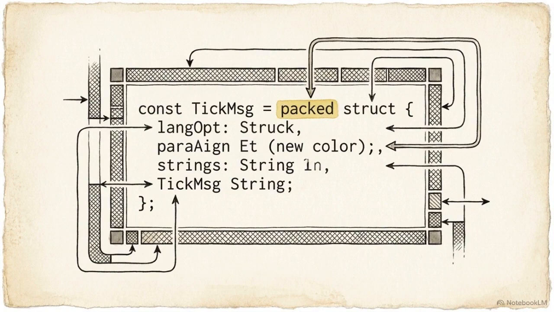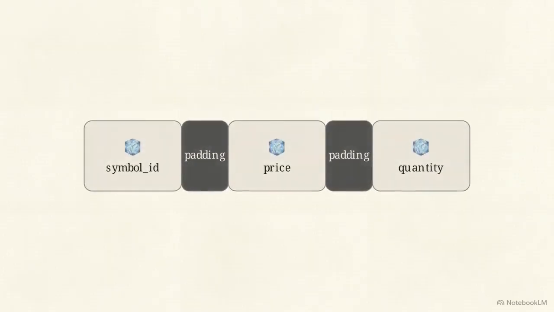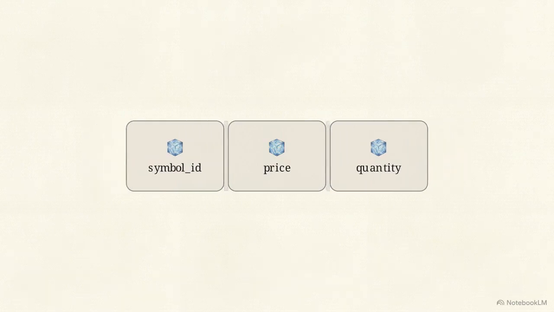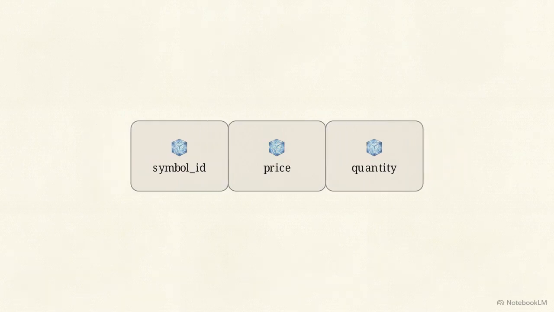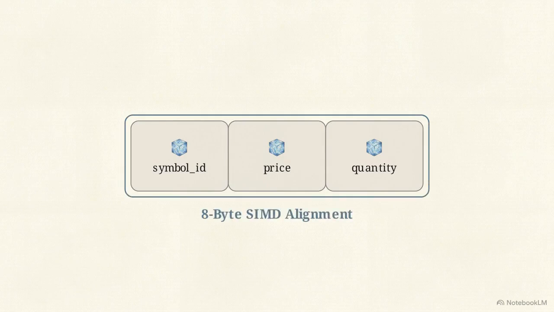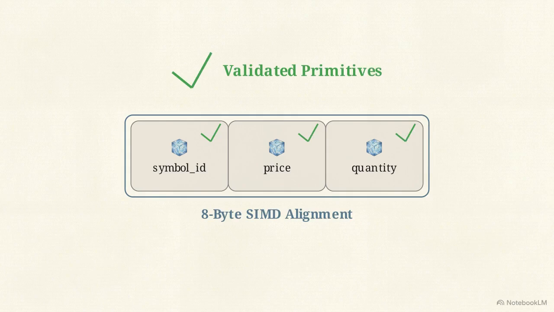ZigBolt applies strict constraints to message structures, such as a tick message, using its wire codec. The codec requires a packed struct. This forbids the compiler from inserting hidden padding, creating a perfectly packed structure aligned to 8-byte boundaries for SIMD instructions. The compiler simultaneously verifies that every field in the message is a strictly primitive type.